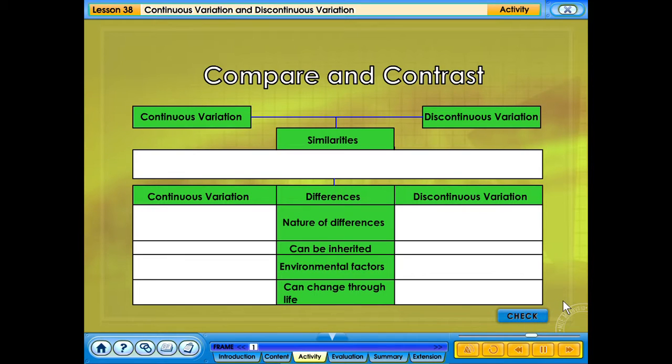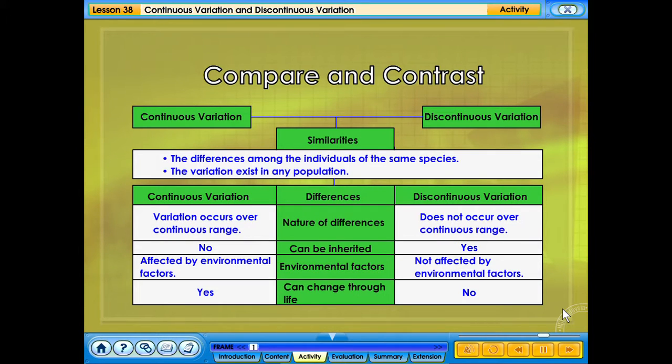Check your answers. Did you get similar answers? Good! Now you know the differences between continuous and discontinuous variations in humans.